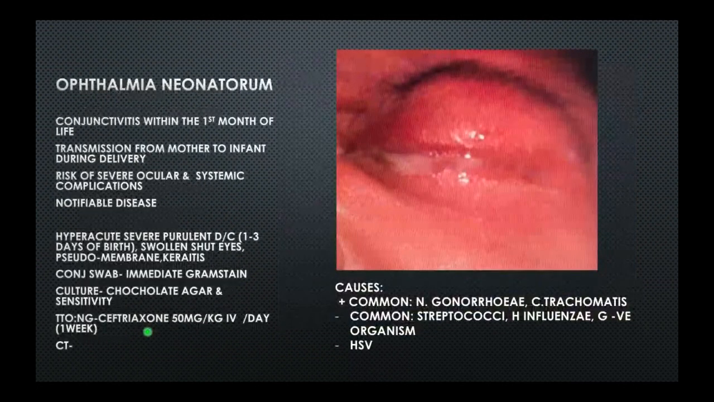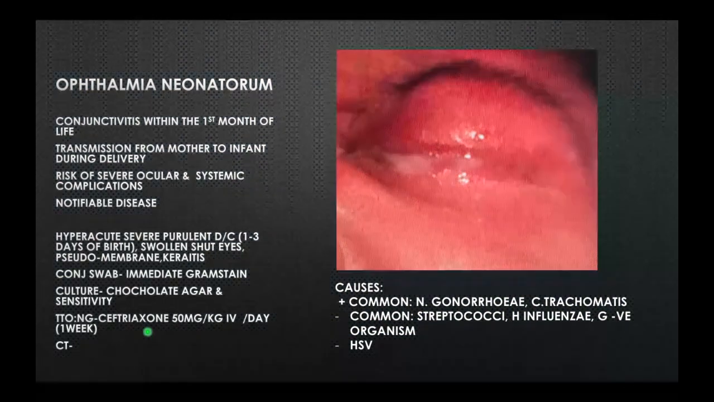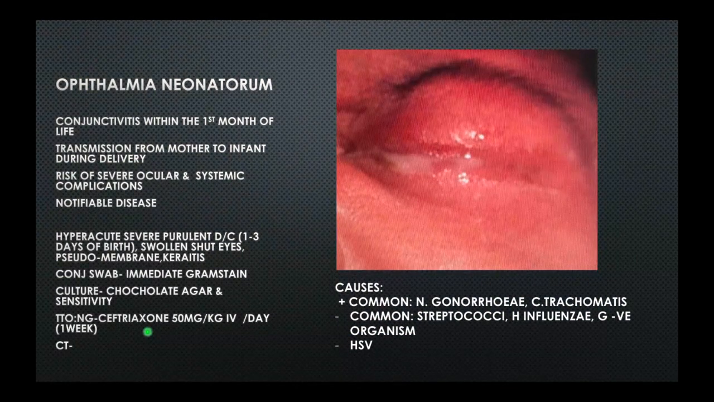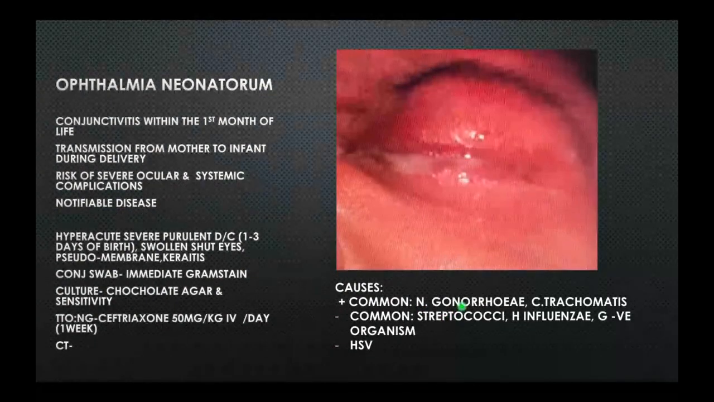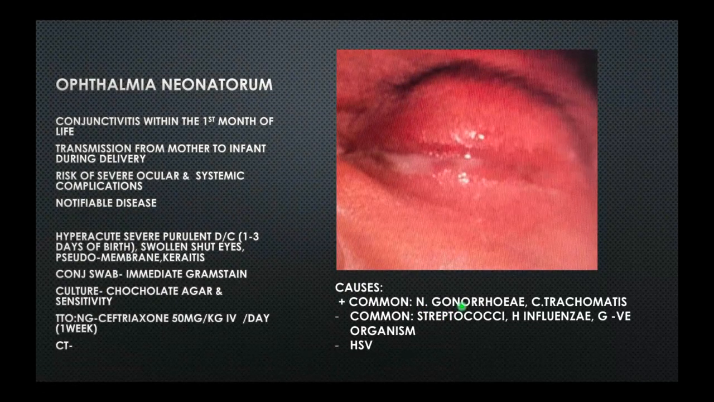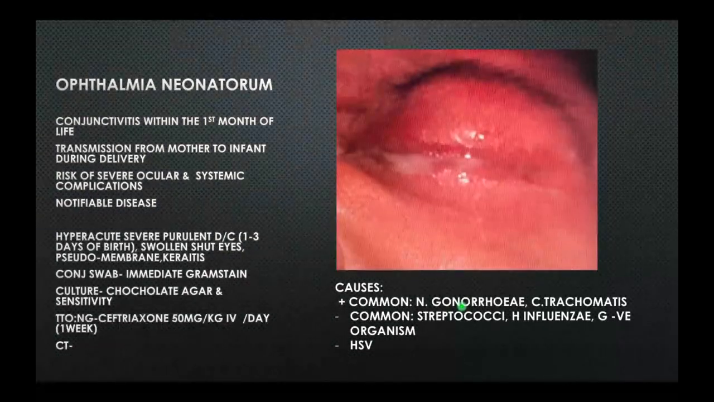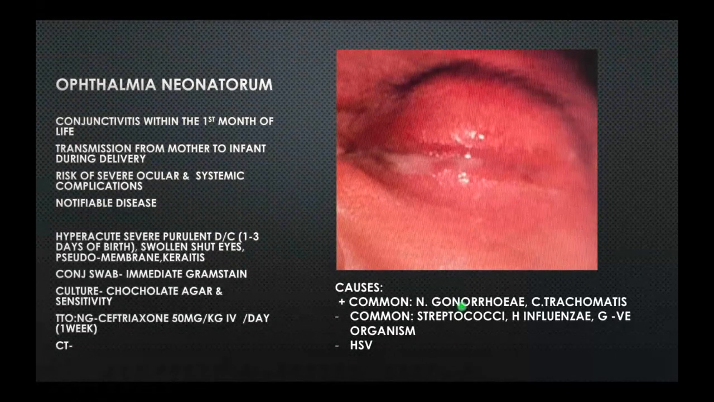All right. So we're going to go on to ophthalmia neonatorum. There's a whole lecture on this. I'm just going to touch briefly on this. So any conjunctivitis that you find in a neonate less than 1 month old is ophthalmia neonatorum. And there are different entities that can cause it. Okay, so the common causes I've listed here below: Neisseria gonorrhoeae, but you can have it from Chlamydia trachomatis. You can have it caused by streptococci, Haemophilus influenzae, and other gram-negative organisms. And you can also have it caused by viral entities such as herpes simplex virus, okay?